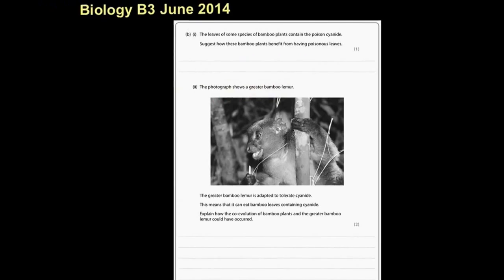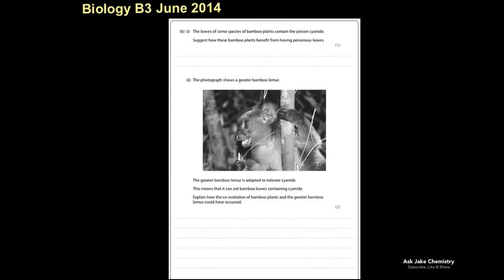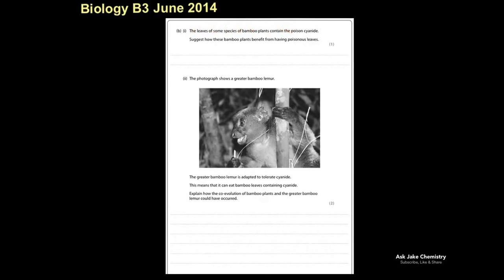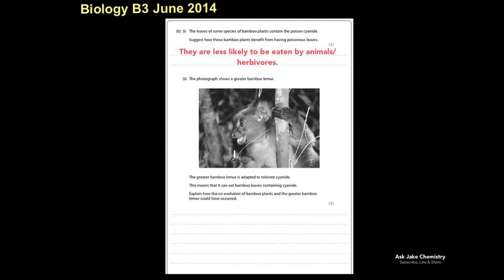So the leaves in some species of bamboo plants contain the poison cyanide. Suggest how the bamboo plants benefit from having poisonous leaves. It's only 1 mark, so we only need to state. The answer is they were less likely to be eaten by animals and herbivores. That's it. That's all you have to say. One sentence, one line, and that will give you the mark.